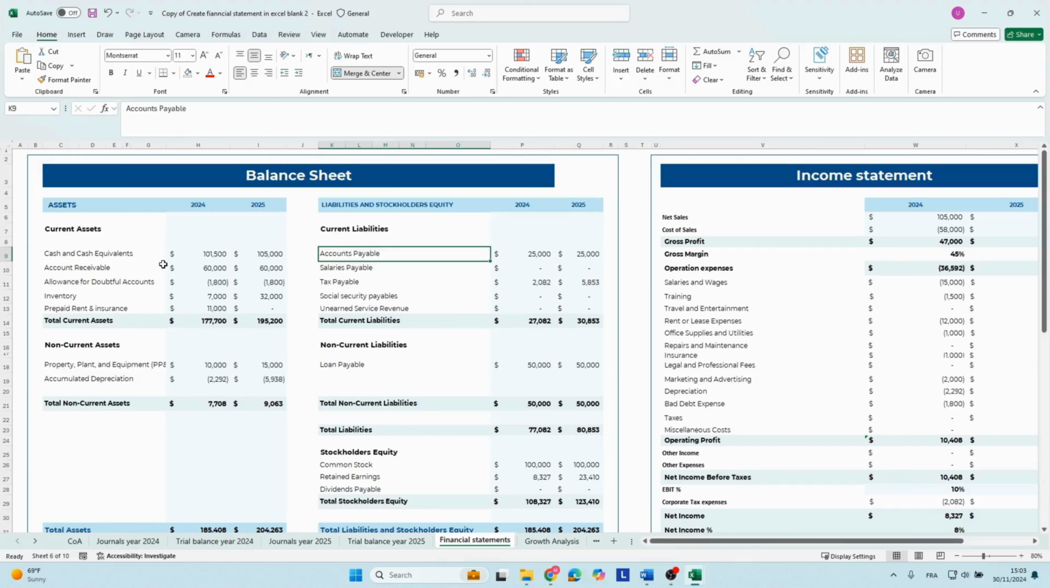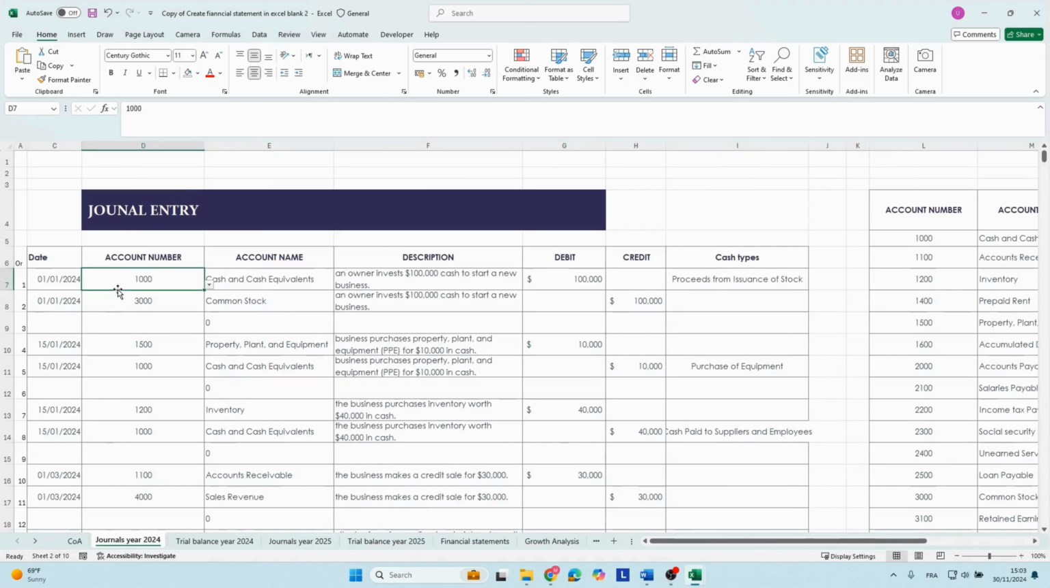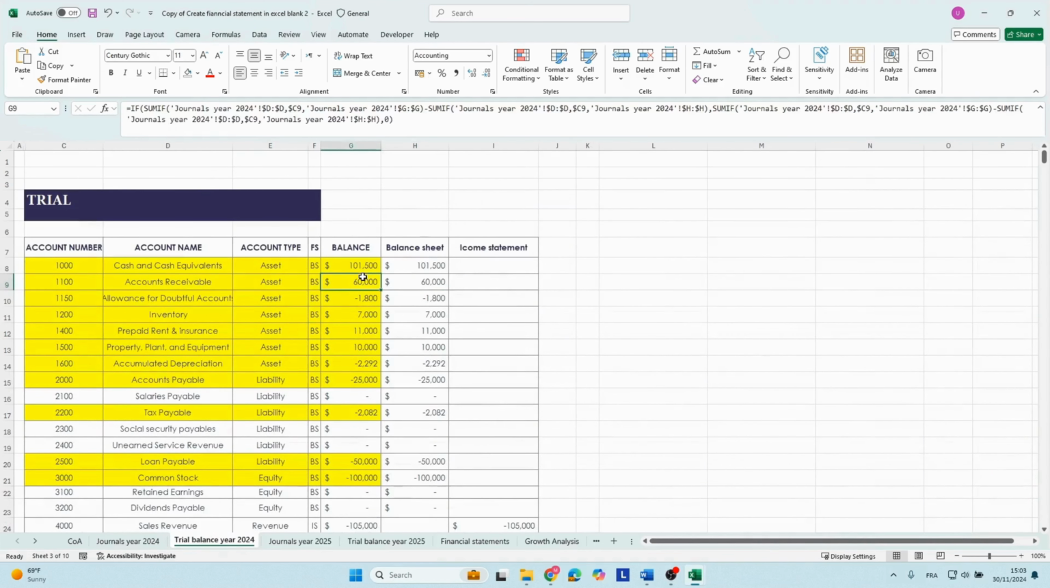Today, I will show you how to automate accounting in Excel. We will start with the chart of accounts. We see the different journals that we will book, starting from creating the company, then moving to the trial balance to see how the different journals and transactions are transferred to the trial balance.